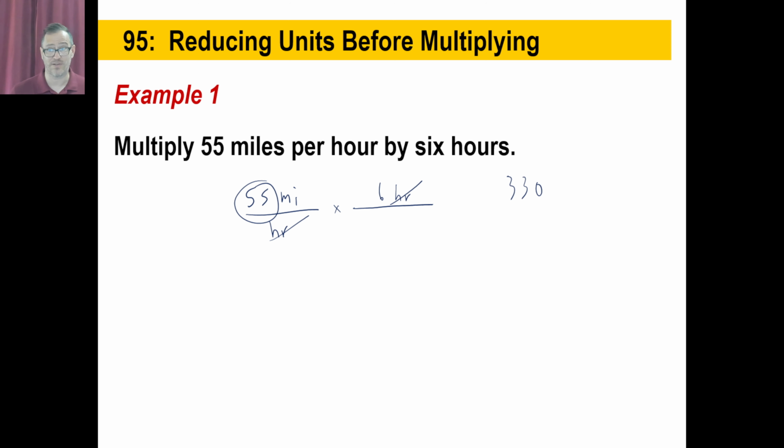The only unit you're left with, because it's still there, is miles. So that gives you the answer. In other words, if you're going on your goat 55 miles an hour times 6, you're going 330 miles. Boom, there you go. And then the goat drops dead because it's tired.